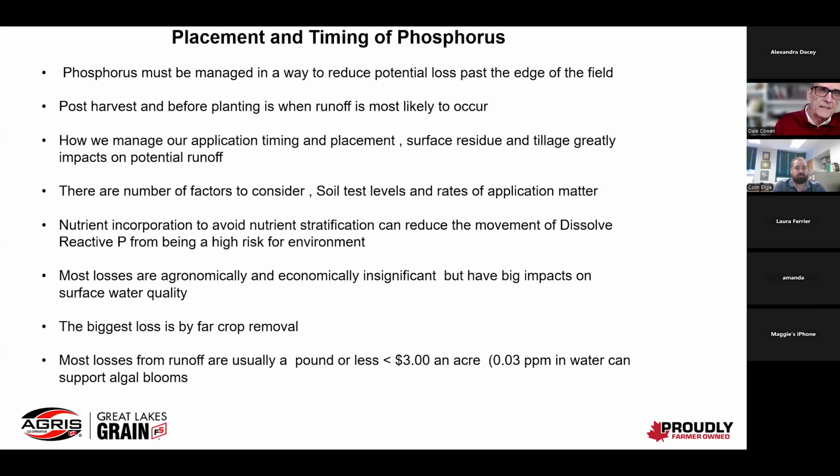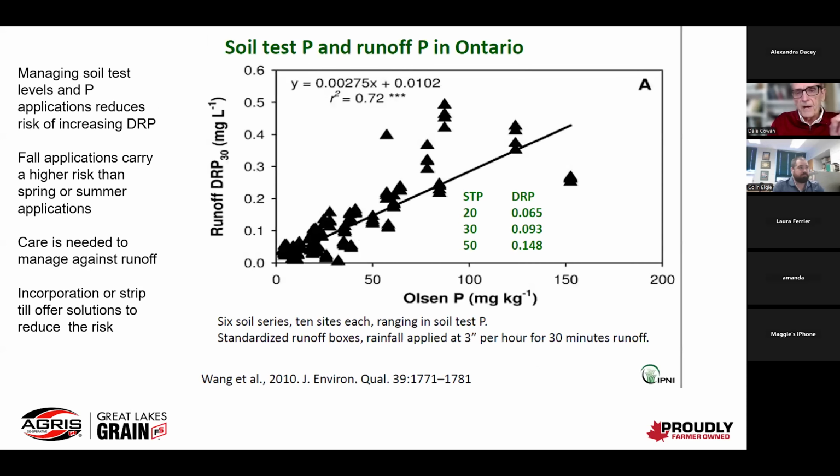So while we may not worry too terribly much about losing up to a pound of phosphorus off a field, it has huge environmental implications. So that's why we need to manage it. This graph here is just showing the relationship between the normal soil test on the bottom and the dissolved reactive P associated with it. The good news here is if you manage your soil test levels and manage your application rates and limit your phosphorus buildup, you also control the amount of dissolved reactive P and therefore the risk for runoff in the surface water. It'll never be zero.